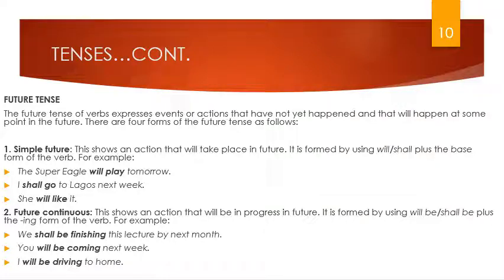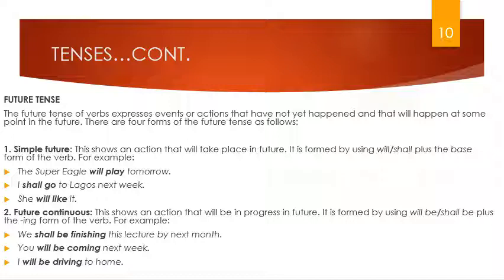Future tense is the third part or type of tense in English. The future tense of verbs expresses events or actions that have not yet happened and that will happen at some point in the future. That is, the future tense, as the name implies, is showing or expressing action that will take place in the future. There are 4 forms of future tense as follows.